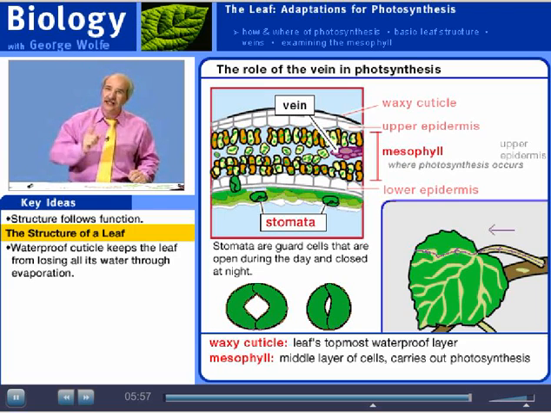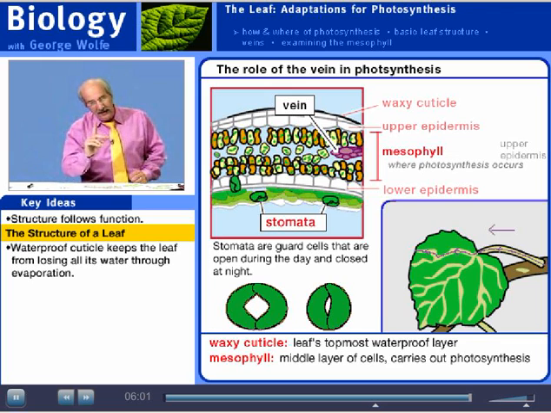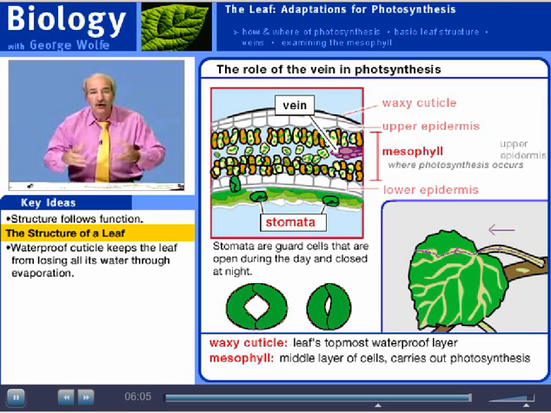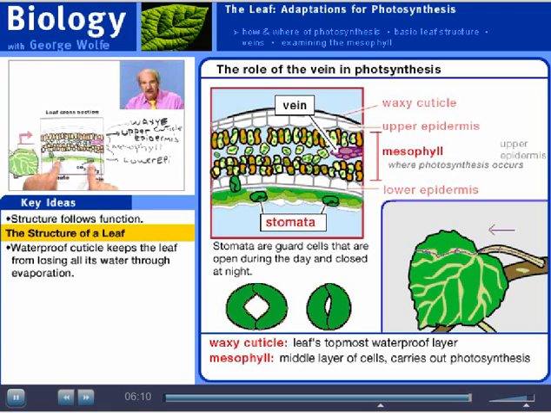When does a plant need water? When it's doing photosynthesis. When does a plant do photosynthesis? It does photosynthesis during the day. So therefore, what's the purpose of these stomates? The suction of water through what we call evaporation.